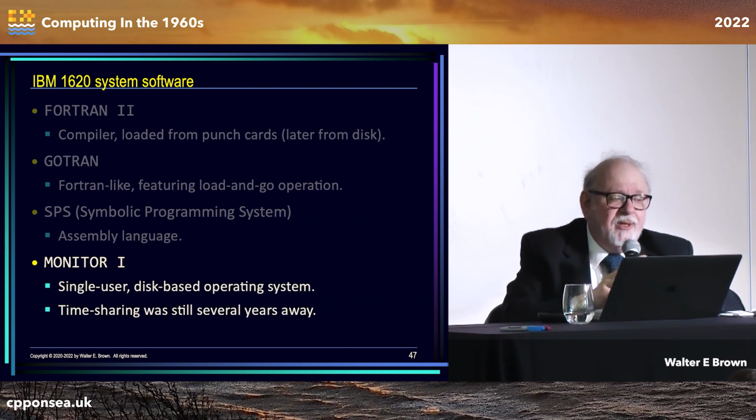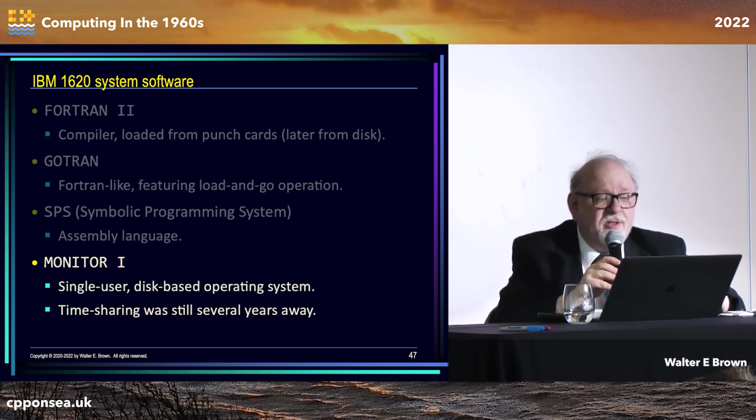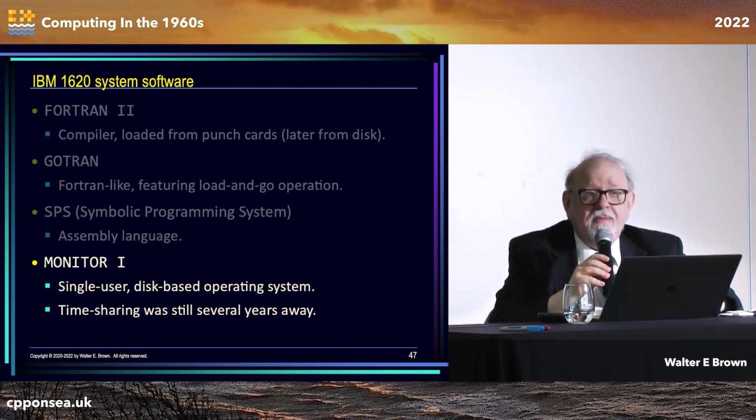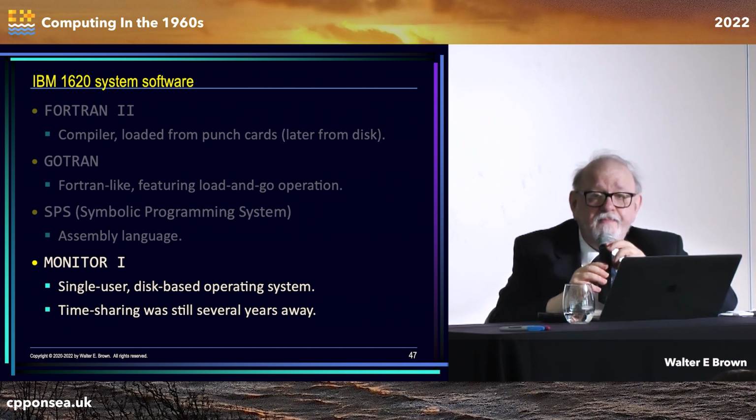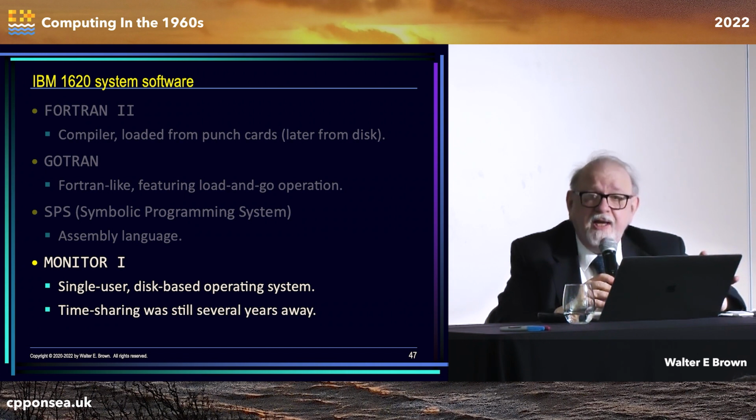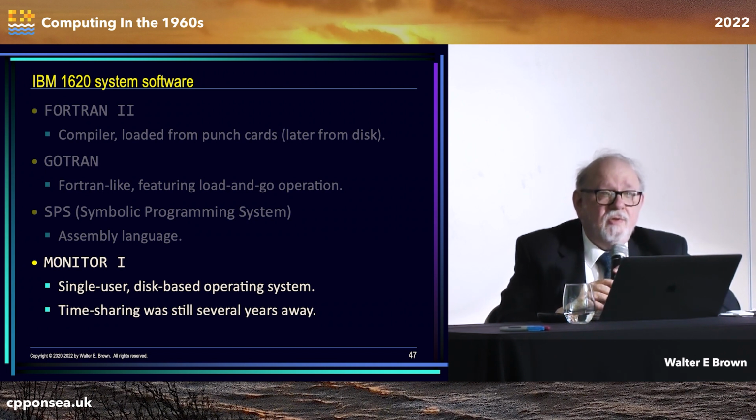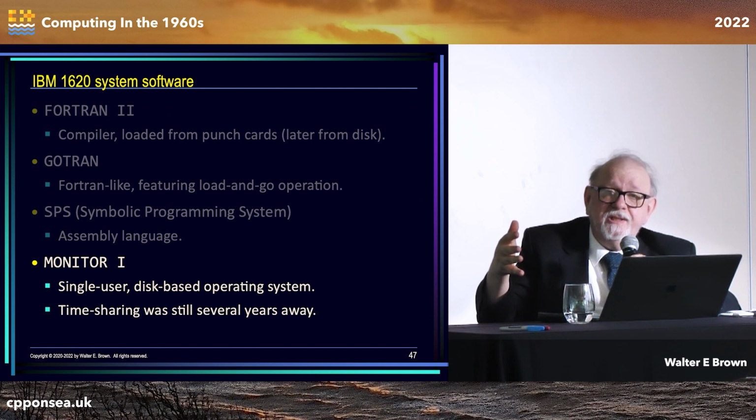And when we got a disk drive, we got Monitor 1, a single-user disk-based operating system. This, of course, still predates any form of time sharing. But I was a great fan of Monitor 1 because I remember one of the early things that I did was find the routine that controlled the disk drive and noticed that the algorithm that it encoded was first come, first served. Strict, simple queuing. So it would serve requests in the order they were received, which meant, of course, it had to seek all over the place.